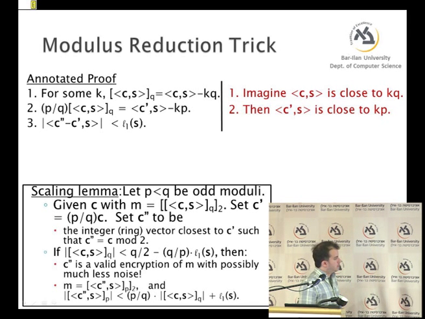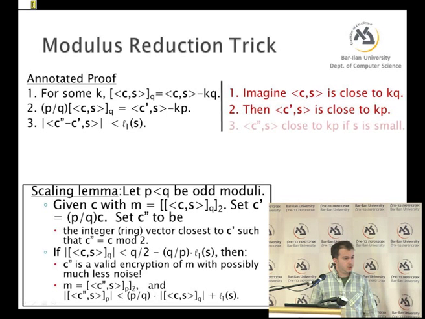Now C prime prime is really close to C prime, it's just a rounding. Since we're doing a rounding in a mod 2 way, the difference between C prime prime and C prime has all coefficients between minus 1 and 1. If you take the dot product of that difference with the secret key, it's less than the L1 norm of S. So C prime prime is an integer vector, and it's really close to K times P, if the secret key is small, which we said we can do.